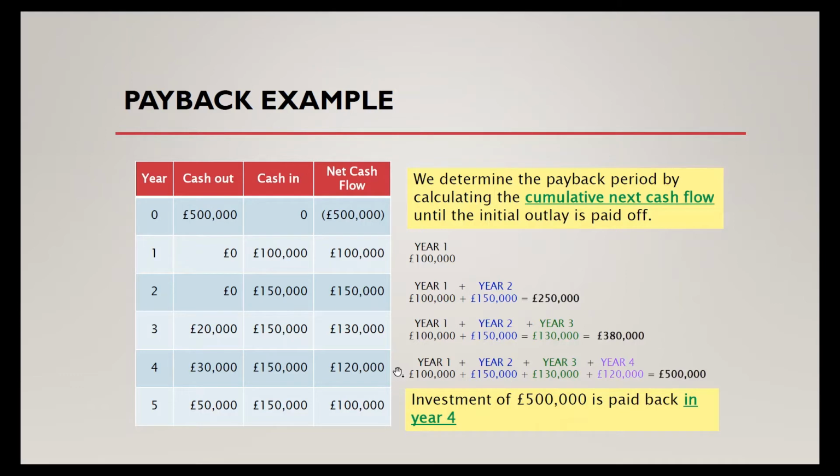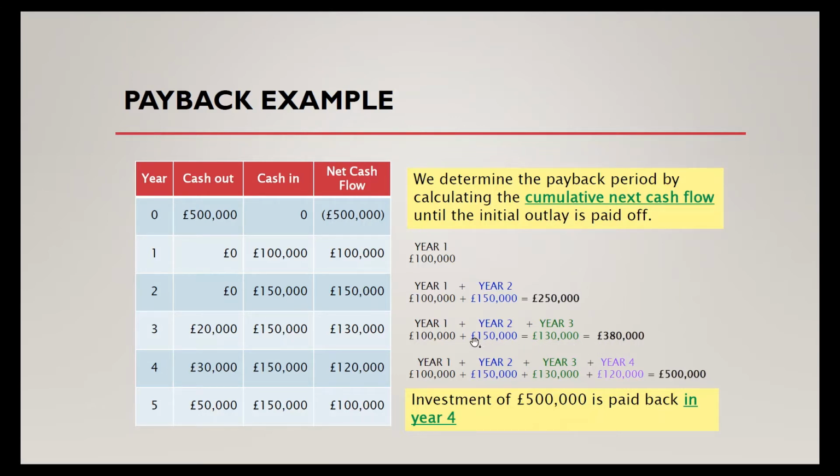So for year 1, it's only going to be 100,000, definitely not enough. Year 2 is going to be 100,000 plus the 150,000 with a total of 250,000. Still not enough. Year 3, it will be 100,000 plus 150,000 plus the 130,000 from year 3, and the total will be 380,000. It's still less than 500,000.